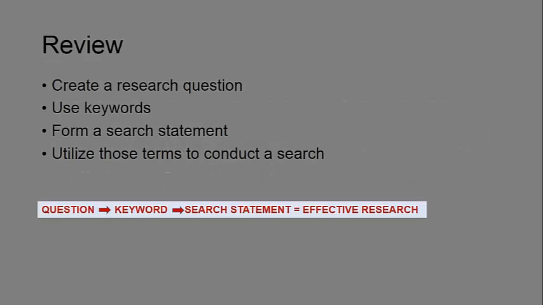Let's review. We have discussed the creation of a research question, keywords, and a search statement. Then we discussed how to utilize those items to conduct a search in an academic database. After that, we need to evaluate the source for its authority, accuracy, objectivity, currency, and coverage. If it meets those 5 standards, you have a good source.